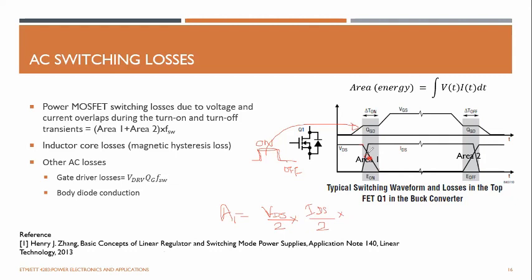Now we know this average voltage and average current. If we multiply this by the on time, that gives you the total energy dissipated. This area 1 is the total energy dissipated during this on time. Similarly, you can get area 2 as well, which is the total energy loss during this period. Now you can substitute here and multiply this by the switching frequency, which will give you the power loss of the MOSFET.